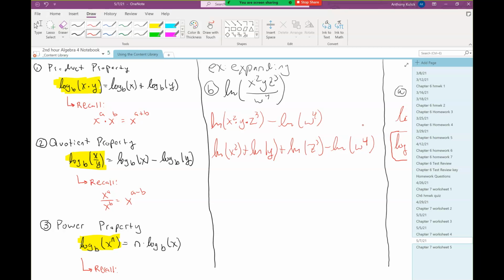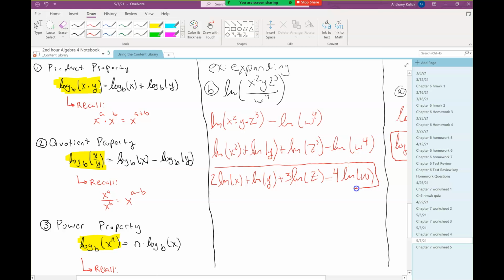So I see three power properties. I see one for the x squared, one for the z cubed, and one for the w to the fourth. Everybody agree? So the power property is just going to move those exponents to the coefficient. Anything where I'm not doing a property, I'm just recopying the thing unchanged. So the log of y just got copied down unchanged. And that's all I can do. So that's as good as we can do. Everybody okay there?